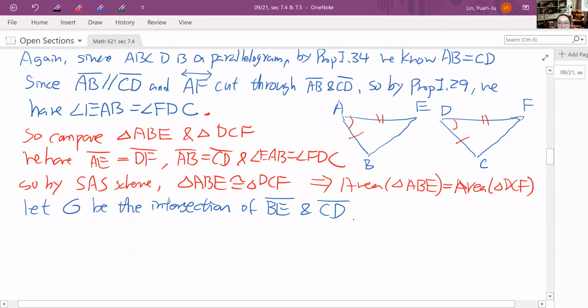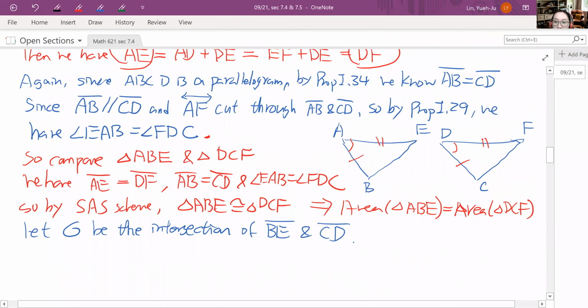Now let's see. Did I miss an angle? Let me see. EAB and FDC, CDF, the same thing. Angle CDF and FCD is the same thing. Yeah, I think that's right.